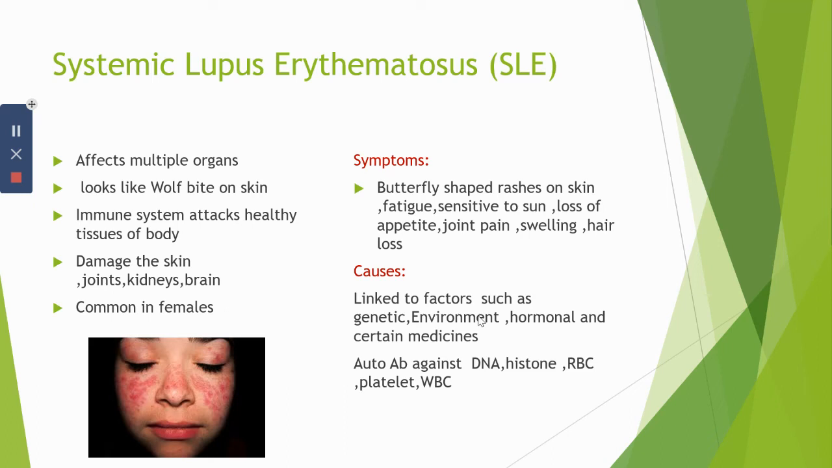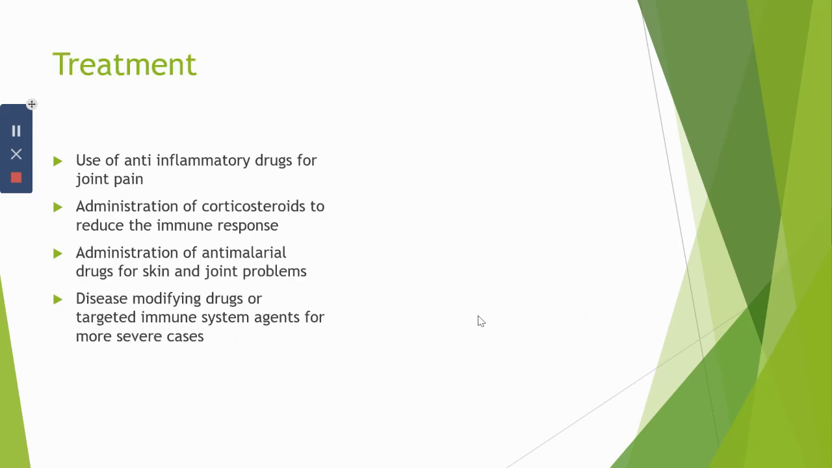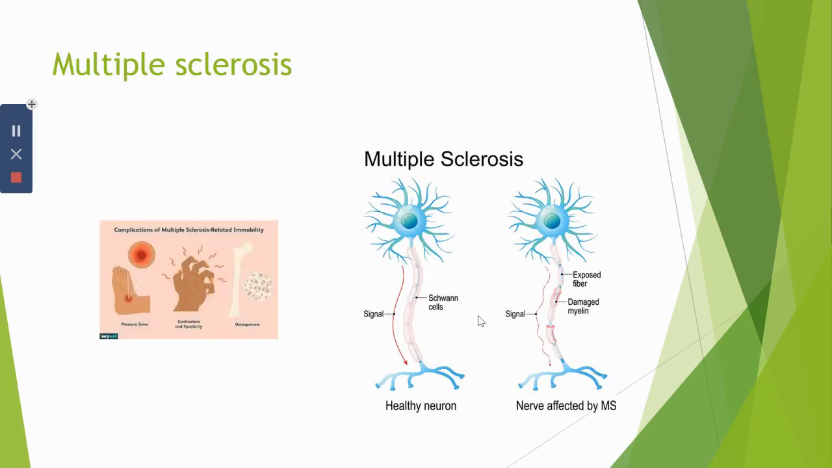Apart from that, there is another disease, multiple sclerosis. It's an autoimmune disease that affects the central nervous system and causes neurological disability.